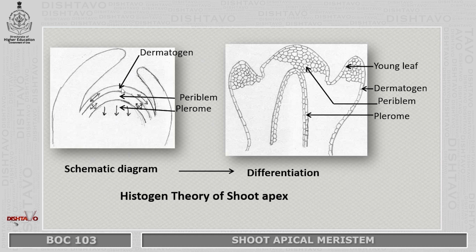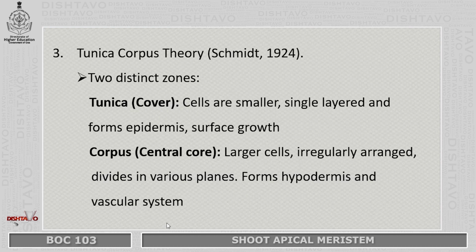As you see in this schematic diagram, the outermost layer, the dermatogen, undergoes division in two planes and forms the uniseriate layer called the epidermis upon differentiation. Next is the periblem, the middle layer, which undergoes divisions in various planes and forms the central massive core, which gives rise to the stelar region. And the innermost is the plerome, which undergoes division in only one plane and gives rise to the cortex.